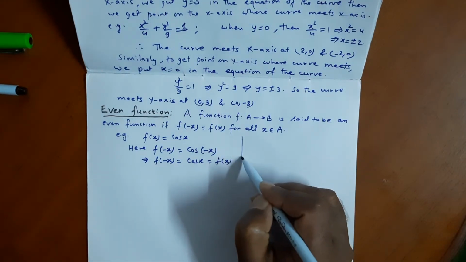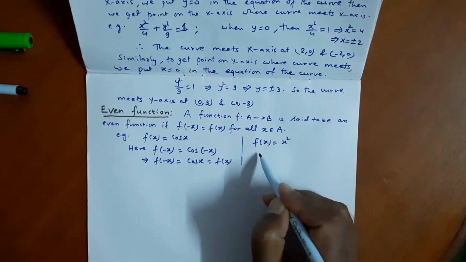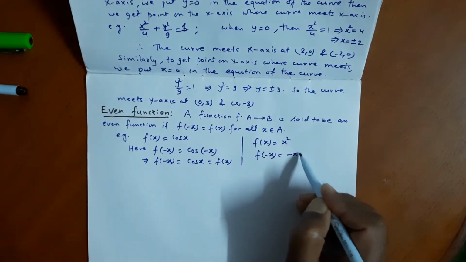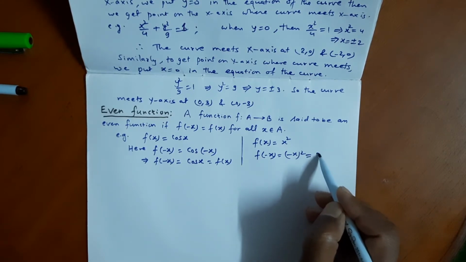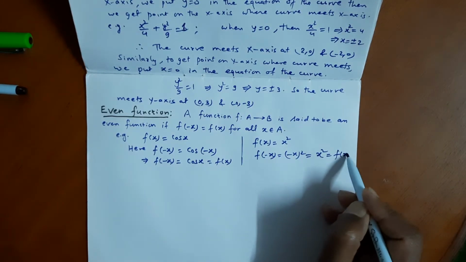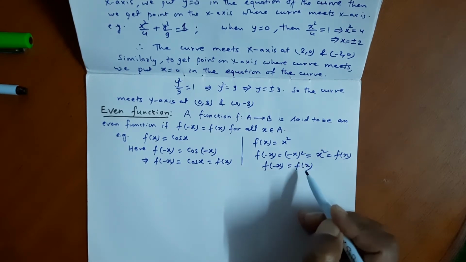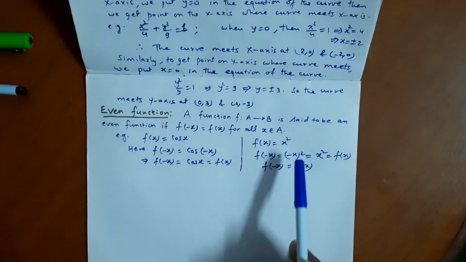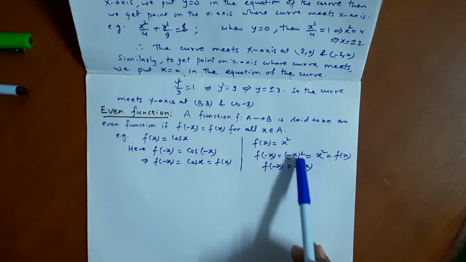And another example is fx equals x square. Here if you replace x by minus x, f of minus x will be minus x square, that will be plus x square. This x square again is fx. So here also we have got f of minus x equals f of x. So if the curve is an algebraic curve, for it to be an even function, x has only even power.